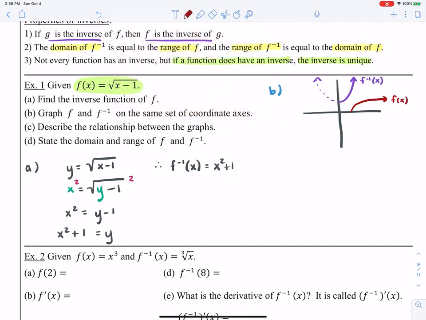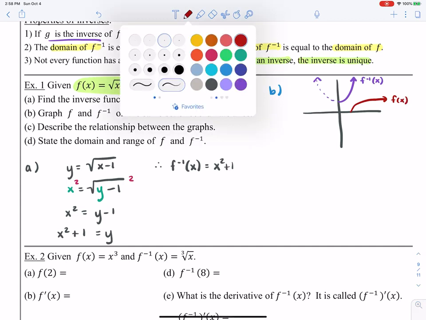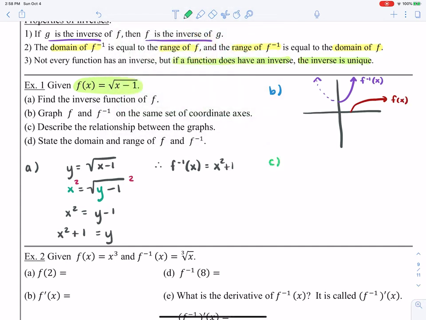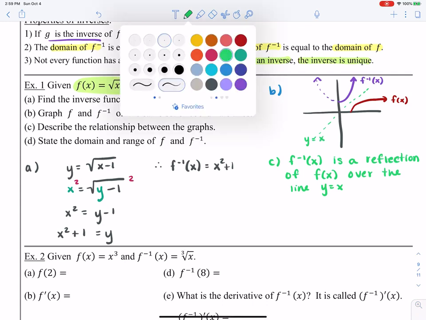And so in part C, it asks us to describe the relationship between these two graphs, and I hope that you can see that they are in fact reflections. F inverse of x is a reflection of f of x over the line y equals x. And we can see that line right here, y equals x. And so finally, we got to talk a little bit about domain.